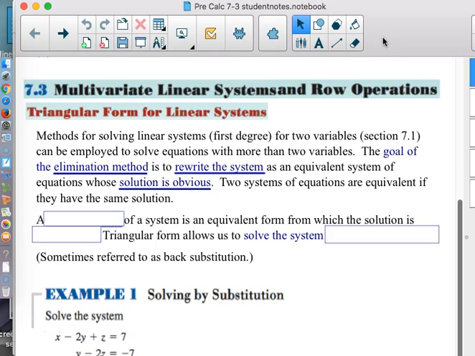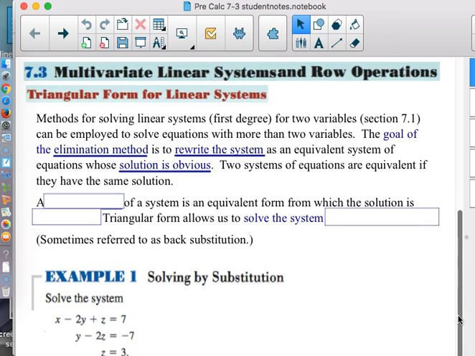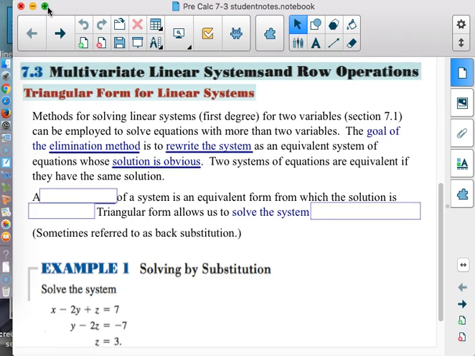We really want to get to the point where when we're going through this, we see, oh, x is 5. If you know x is 5, then you can find all the other stuff. That's when the solution is obvious. 2 systems of equations are equivalent if they have the same solution. Triangular form of a system is an equivalent form for which the solution is easy to read.